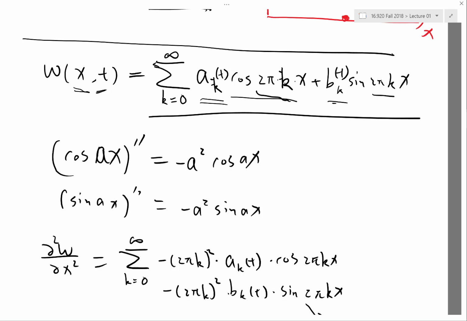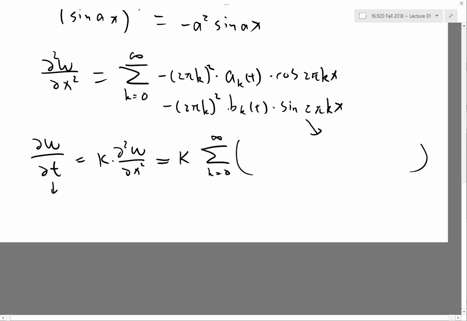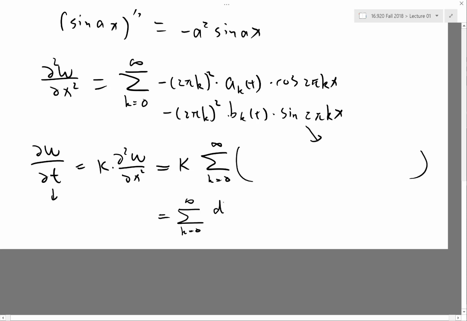So here's another motivation for doing the Fourier series. It separates the space and time components when you're taking the derivatives. When you're taking the spatial derivative, you only need to care about the sines and cosines. When you take the time derivative, you only need to care about the a's and b's. So you take the time derivative, you get summation k equal to 0 to infinity. Now I have an ordinary derivative because a's and b's are just functions of time. Plus dbk dt sine of 2 pi kx, right?